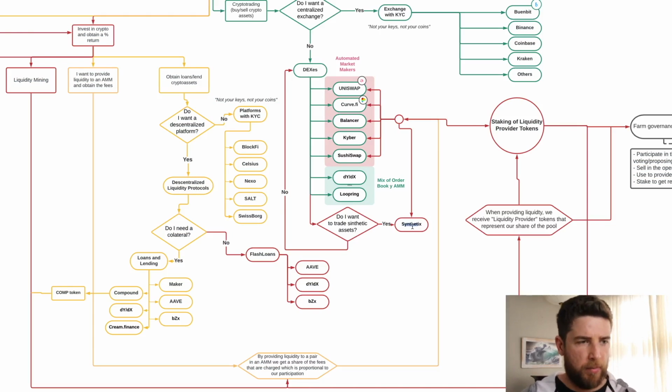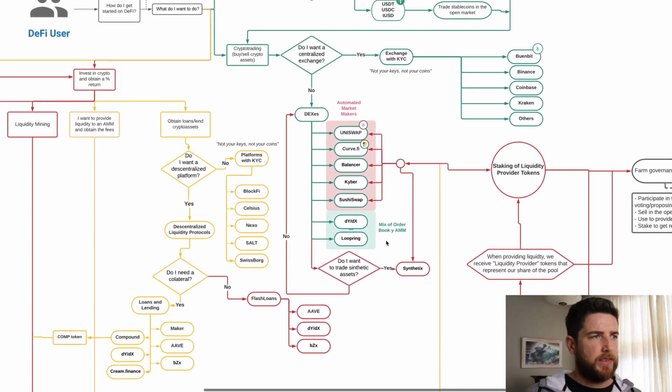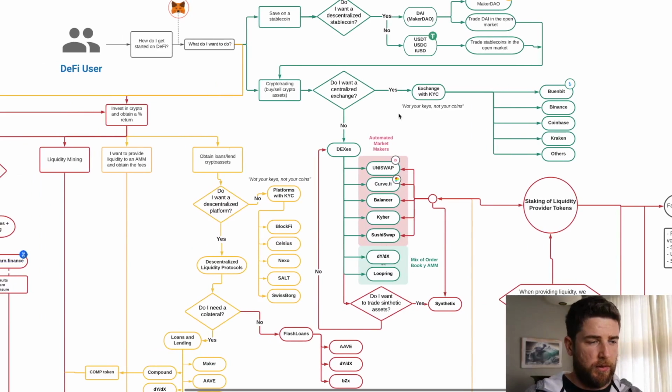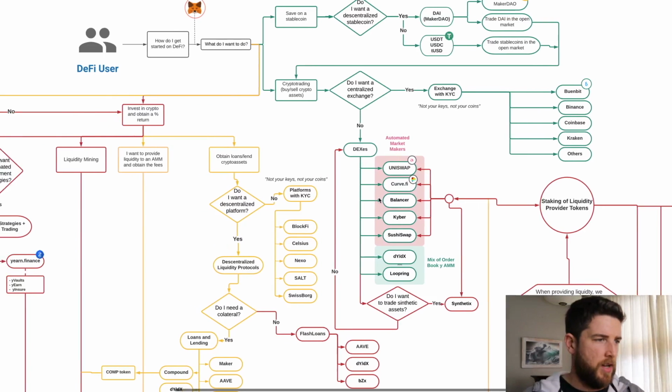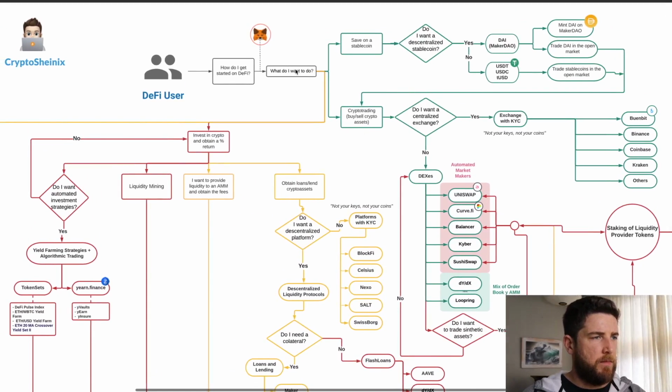The most popular project of synthetics in the DeFi industry is called Synthetix, and I put it in red because it is a bit more complex. You need to understand what a synthetic is, and there is a way where you can create your own synthetics by putting up collateral. So it is a bit more complex. That is why it's in red, and that is all you need to know about DEXs. And there's a lot, of course, and we will probably come back here to explain some things a little bit further. But let's keep moving.